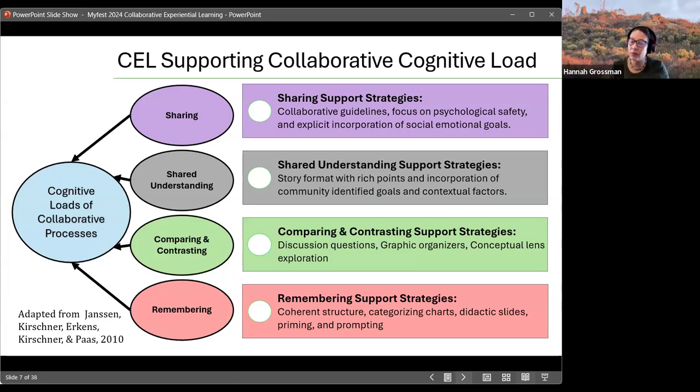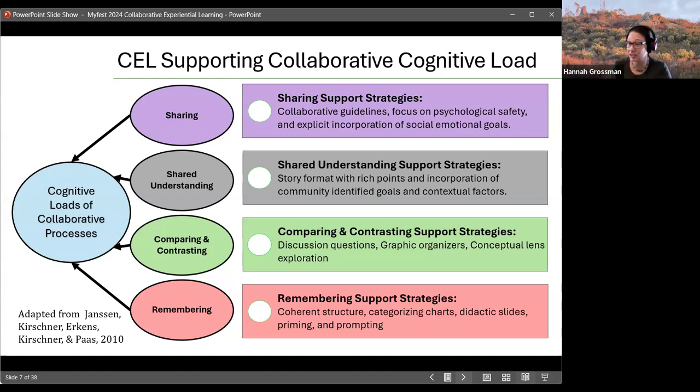So the first load I want to bring up in this is the load of sharing. If we're all discussing the same subject matter and we are sharing our ideas, knowing when to share is part of that load. Knowing the format to share in is part of that load. Knowing how to take turns with sharing is part of that load.